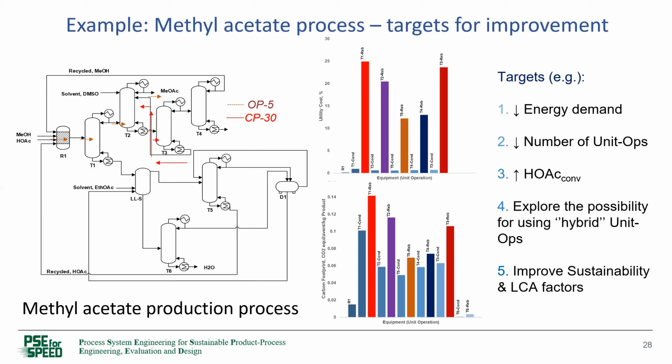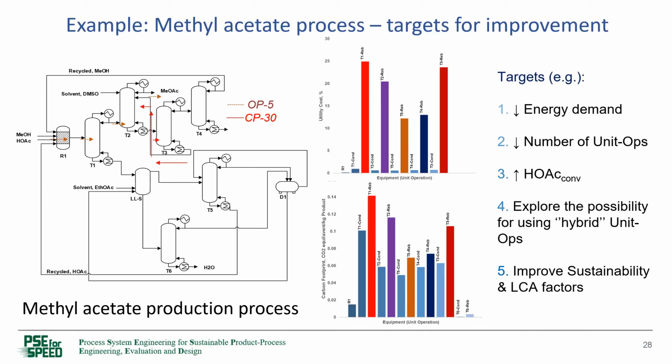There are a lot of unit operations. Maybe we should try to see if we can reduce the number of unit operations. We can see that there is a lot of waste of acetic acid. Can we increase the conversion? And so on. So how can we do that?